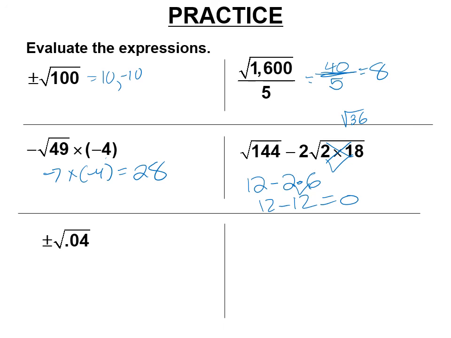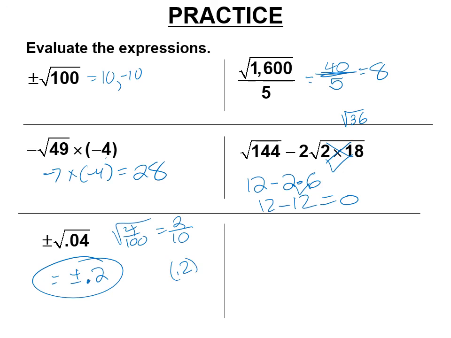All right, 0.04. The square root of 4 hundredths. Square root of 4 is 2. Square root of 100 is 10, so it's 2 tenths. But we need positive and negative 2 tenths. Not 2 hundredths, not 0.02. 2 tenths. Right? 0.2 squared is 0.04, right? Because 0.2 times 0.2, there's 4, but I have to move the decimal twice because there's 2 numbers to the right of a decimal point.